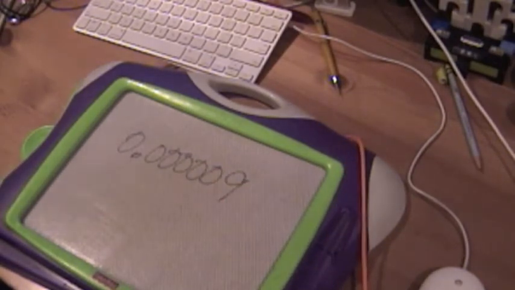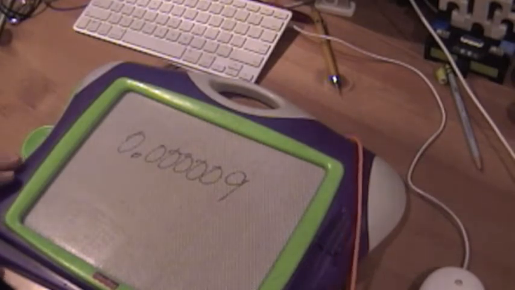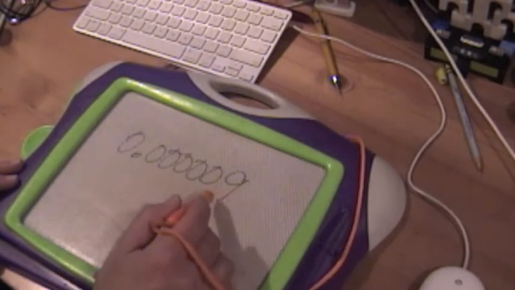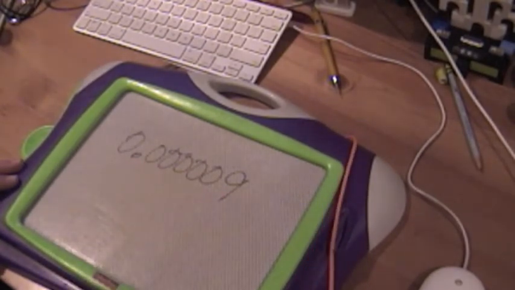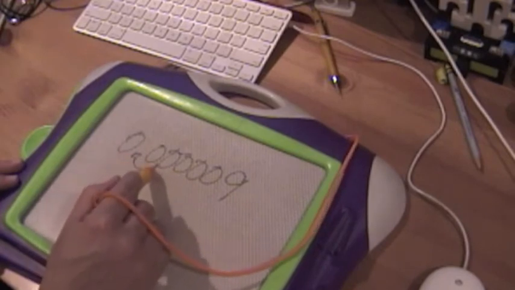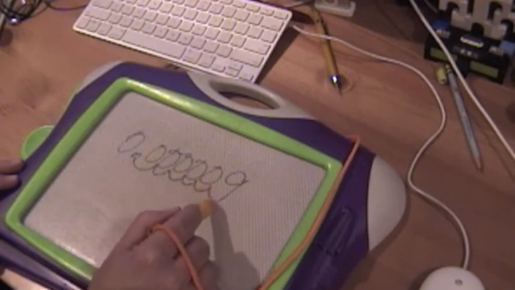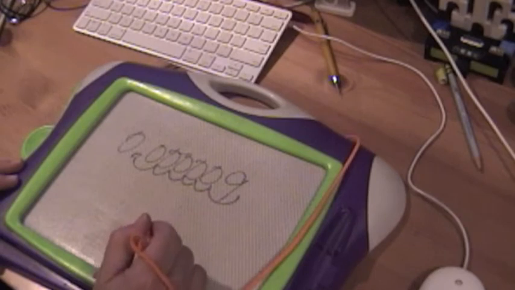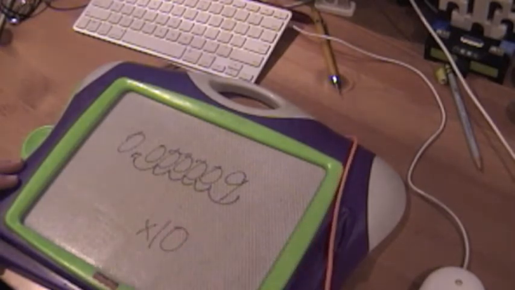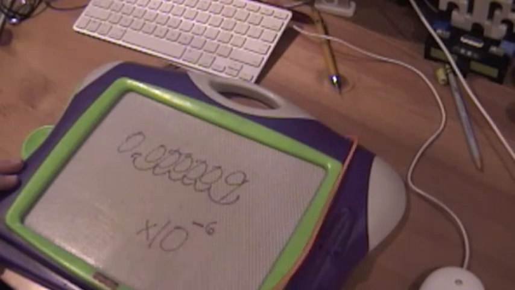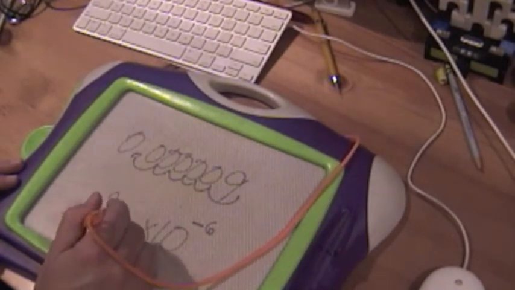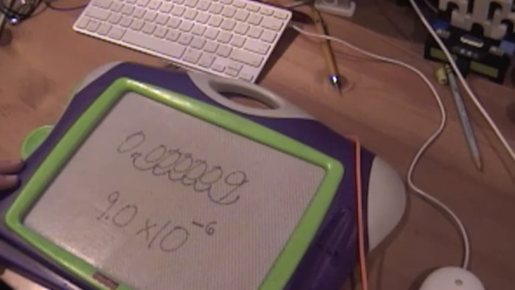So if we had this number, 0.000009, I need to get this decimal point over to the right of the 9, so I'm moving it over 1, 2, 3, 4, 5, 6. So I've moved it over 6. The difference here is it's going to be a negative exponent. 9.0 times 10 to the negative 6.